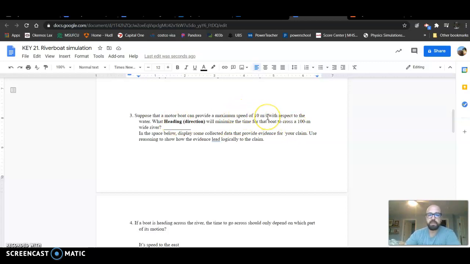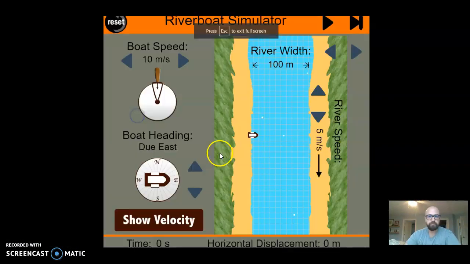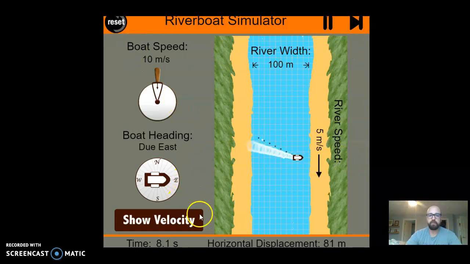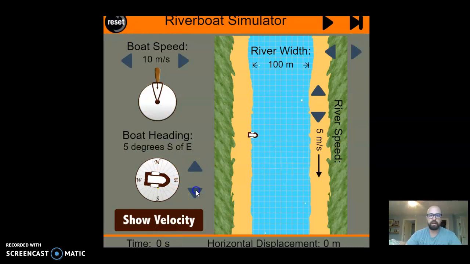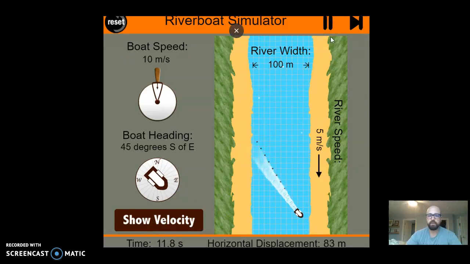So I've got a maximum speed of 10, and so then you went in here, so 10 is my maximum speed. I'll leave the river width and river speed alone, so I can hit play. It takes 10 seconds. Reset it. Now what happens if let's say I want to change this to 45 degrees. Hit play. Okay, that didn't make it faster, right? That took 14 seconds down here at the bottom.